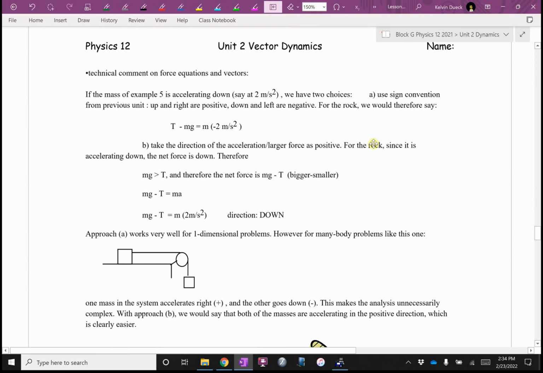Little technical comment. So if the mass in example 5 is accelerating down, we have two choices. We could let down be negative the whole time. Nah, we're going to let positive be whatever makes the math nicer. Okay?